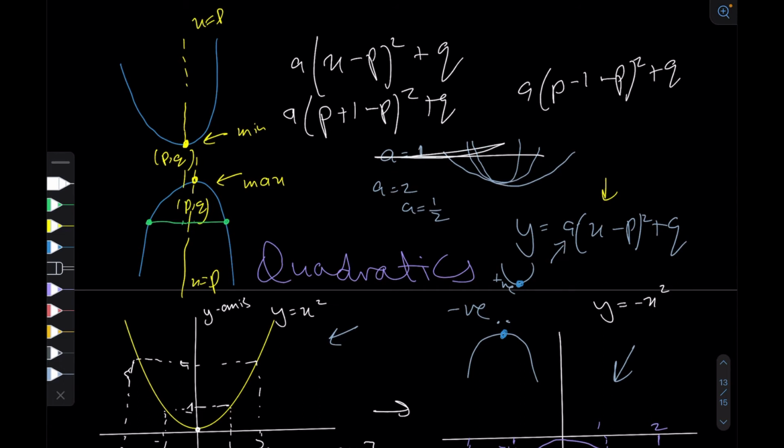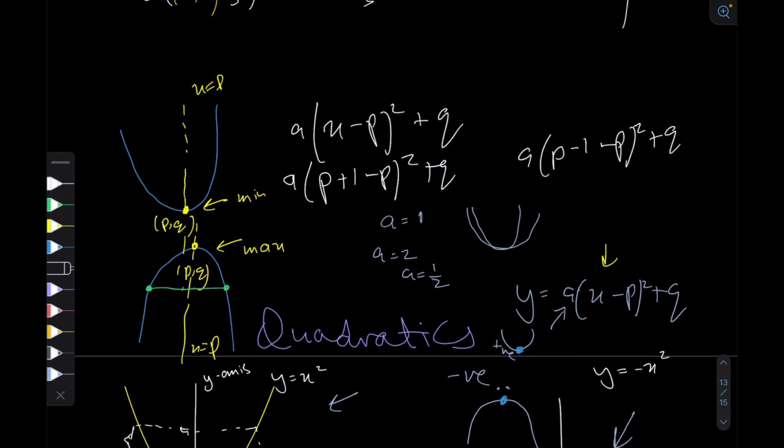Let me scroll a bit up over here. Notice how both of these will give us, well, p minus p cancels out, so you get a times 1 squared plus q, and in this case you get a times minus 1 squared plus q. But since 1 squared and minus 1 squared are the same, both of these are equal. That is, both are just a plus q. And this happens for every value, and so it is symmetrical.